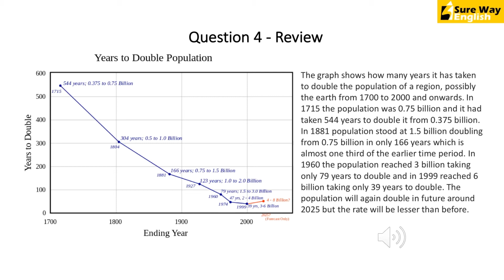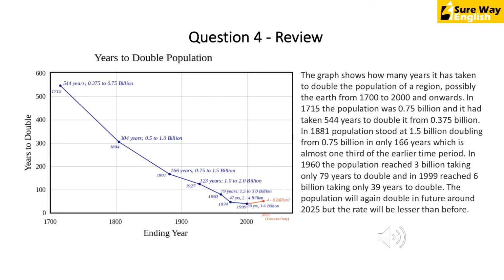Okay, so what's the first thing that comes to your mind when you look at this image? That it's a graph, and the title of the graph is the years to double population. It doesn't say population of what, but since it's in several billions, you can probably guess that it's the population of the Earth. So on the vertical axis, it says years to double, and on the horizontal it says ending year, that is, in which year the population doubled. So that's what it's showing.